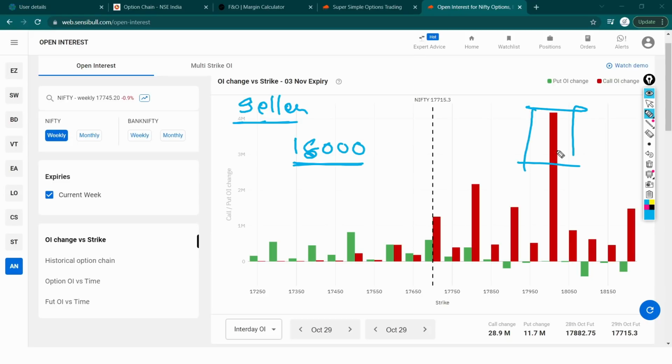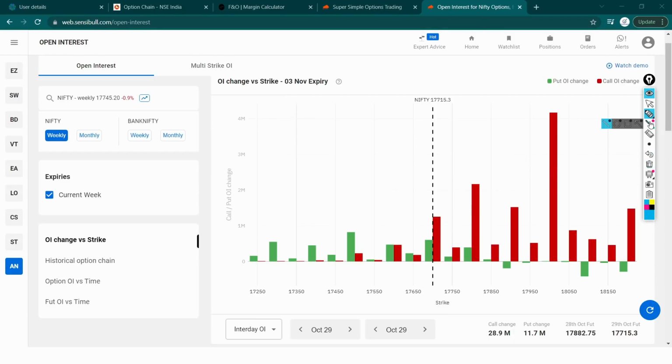He sees some resistance coming in at 18,000. That's the reason he is selling so many call contracts. And there is some strong call writing happening at 17,800 as well. And the explanation to this is again pretty simple. The sellers are expecting some resistance to come in at 17,800. So now this is what happened today.